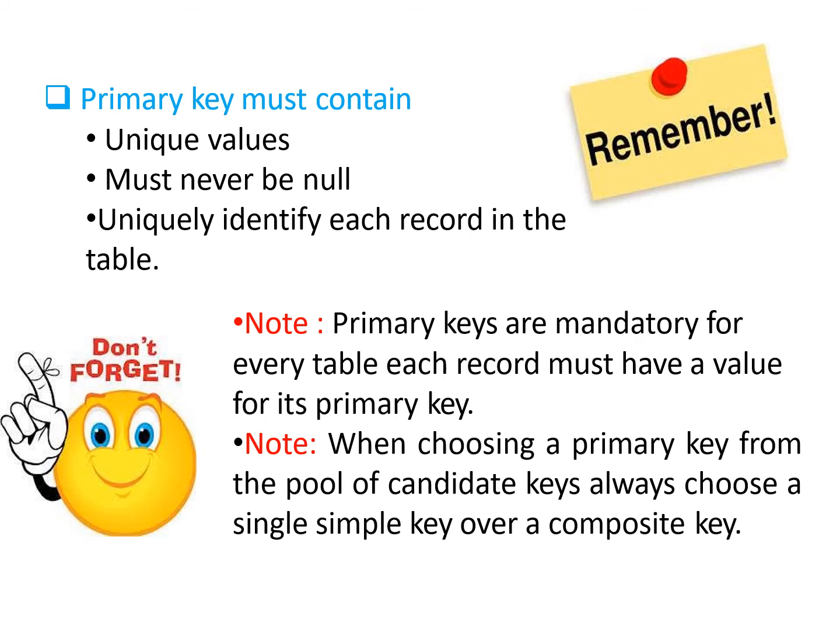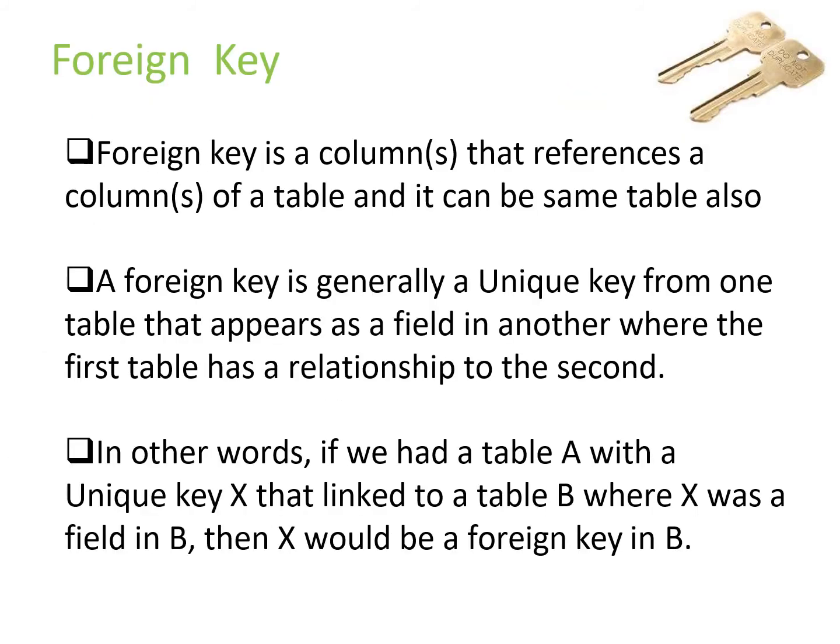Each record must have a value for its primary key. When choosing a primary key from the pool of candidate keys, always choose a single simple key over a composite key. Okay, these two keys we will study later.